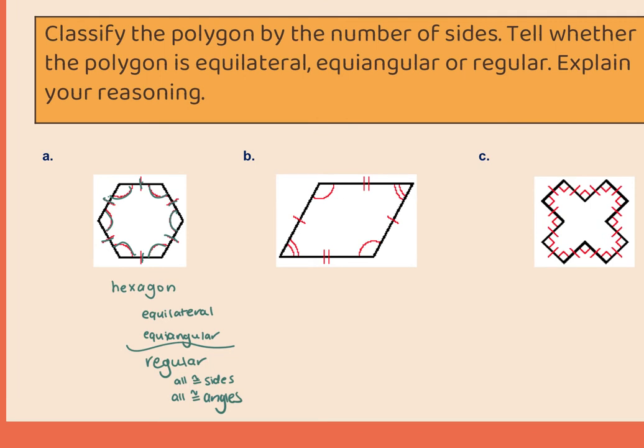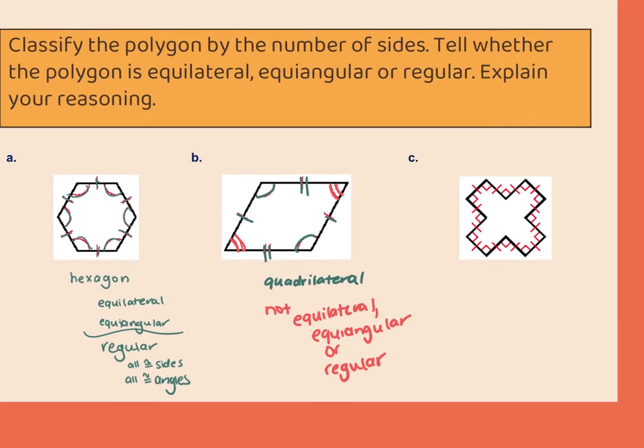If you go to B, you've got 4 sides, so it's a quadrilateral. You have 2 pairs, 1 tick mark, and 2 pairs, 2, which means the sides are not all congruent. And the same is happening with the angles. One pair has 1 tick mark and the other has 2. So this is not equilateral, equiangular, or regular. So it would be none of those.